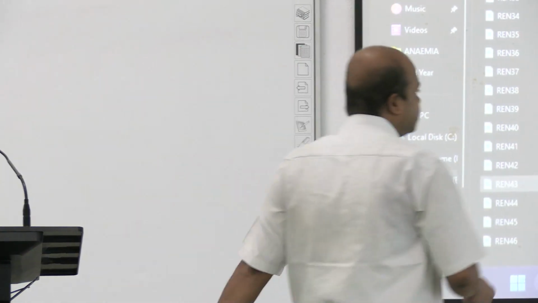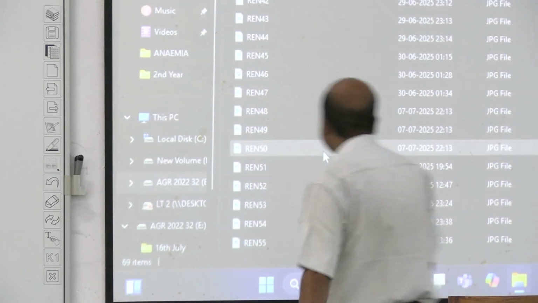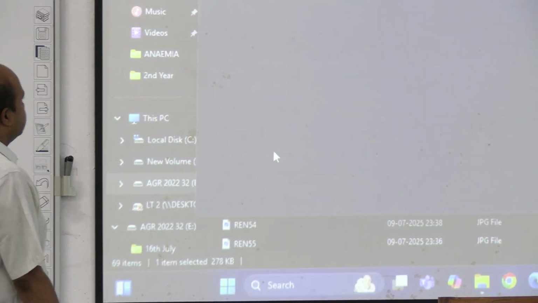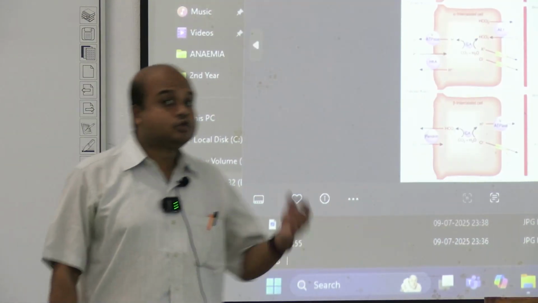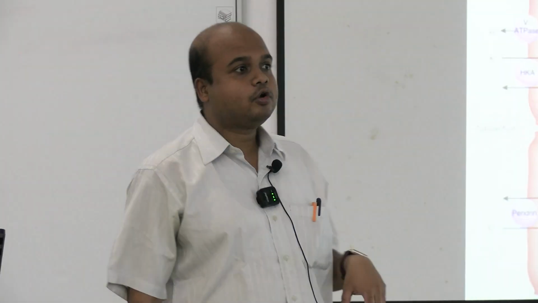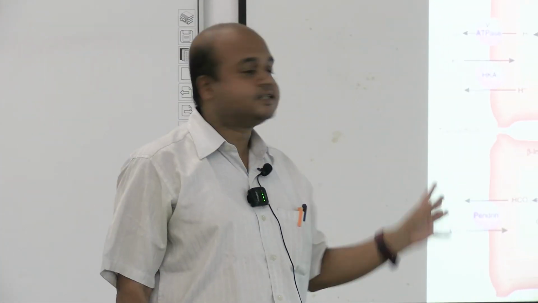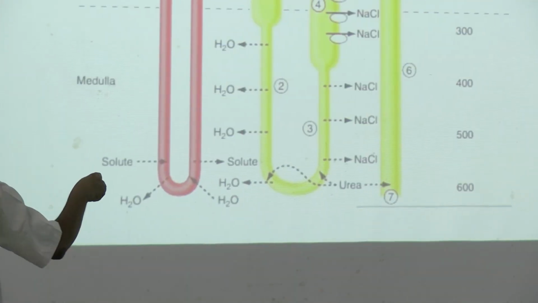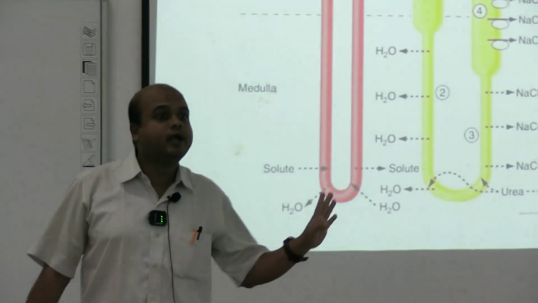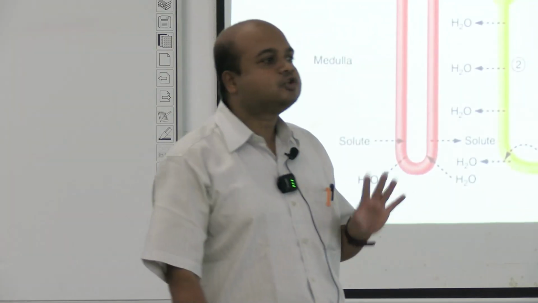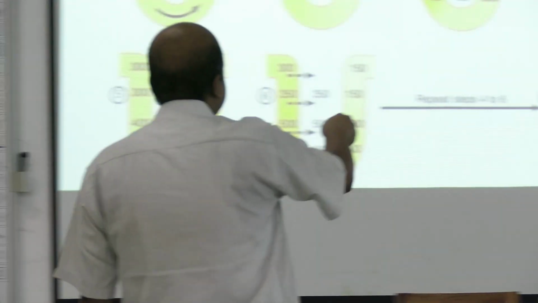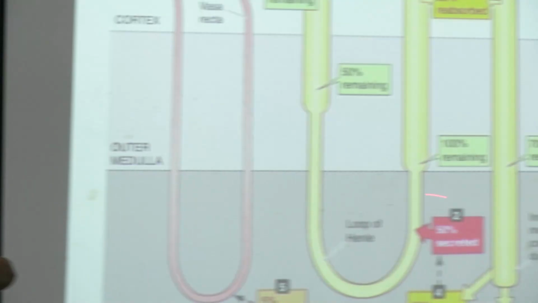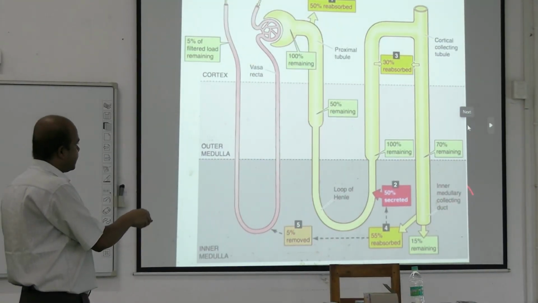So urea is reabsorbed in the medullary portion of the collecting ducts. In the late distal tubule and the cortical portion of the collecting ducts, there is no urea transport. Urea transport is either in the loop of Henle or in the medullary collecting ducts.